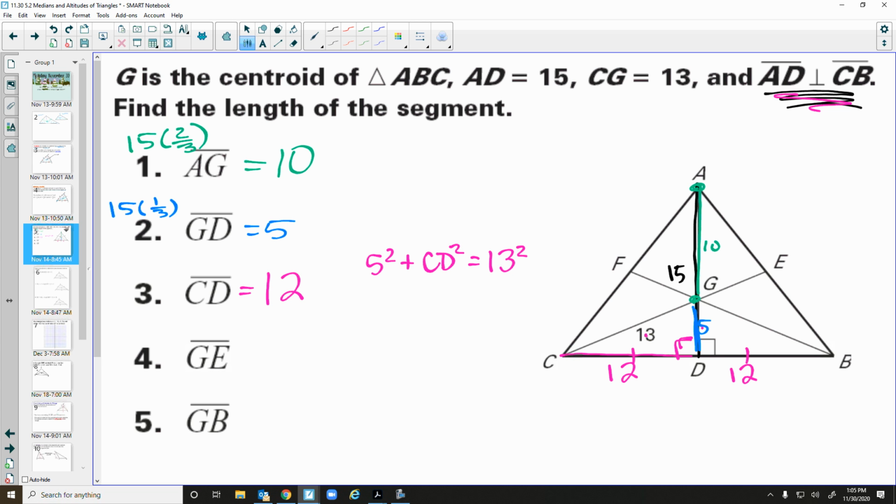Because of a median. Median always goes from the vertex to the midpoint on that other side. Vertex to the midpoint on the other side.